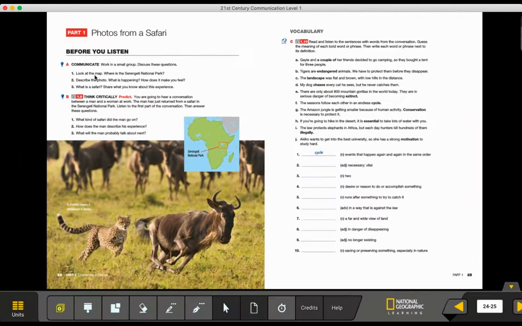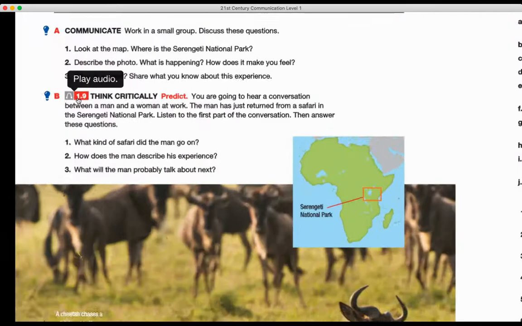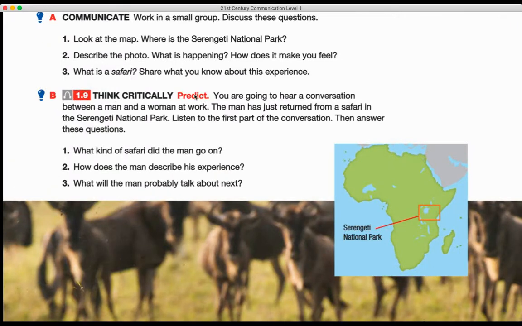Now, let's move on. 1.9, think critically. Predict. Predict means tell what you think will happen. You are going to hear a conversation between a man and a woman at work. The man has just returned from a safari in the Serengeti National Park. Listen to the first part of the conversation, then answer these questions. Let's listen.